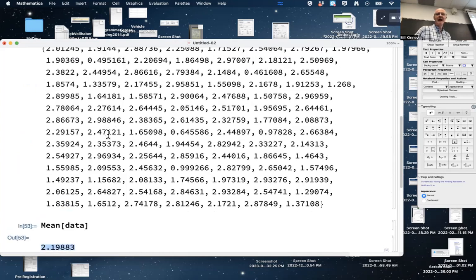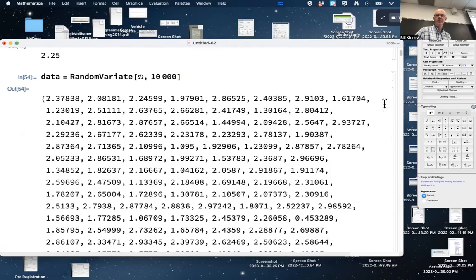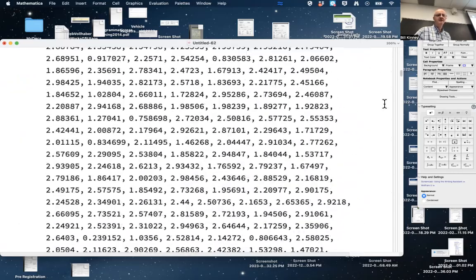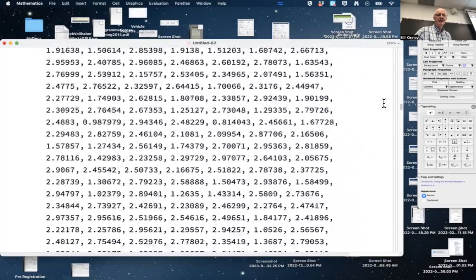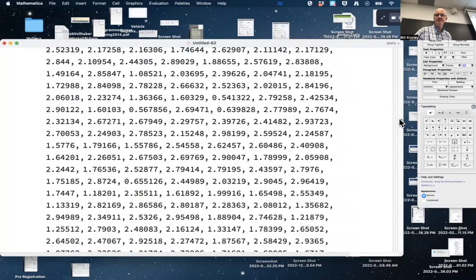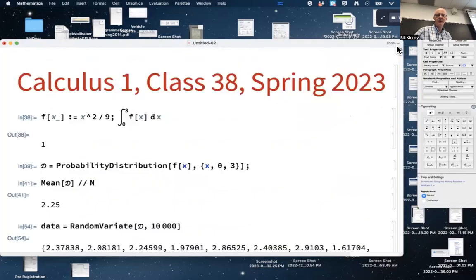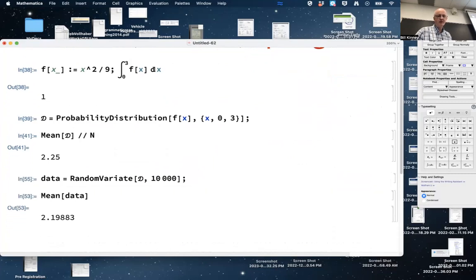Right? And I don't have to stop at 100 data points. I could do 10,000, for example, very quickly, in fact. There's 10,000 data points, simulated data, and I can compute the mean. That should be very close to 2.25, and I don't want to see all those numbers. If I put a semicolon, it'll suppress the output. This should be very close to 2.25. It is, 2.24.